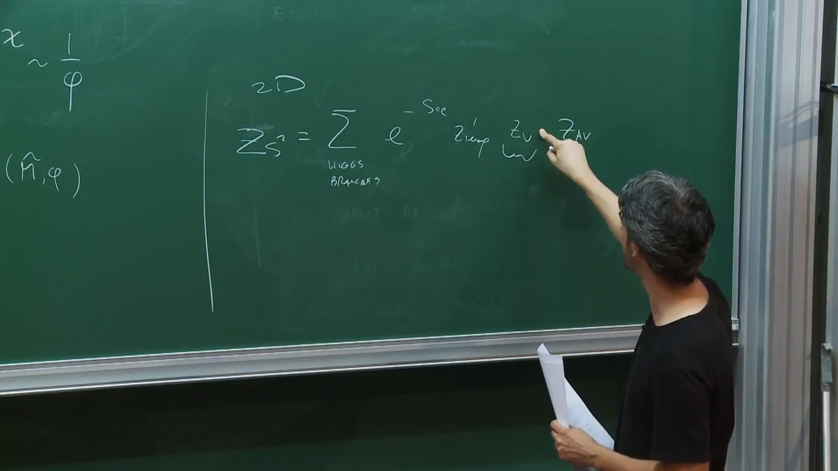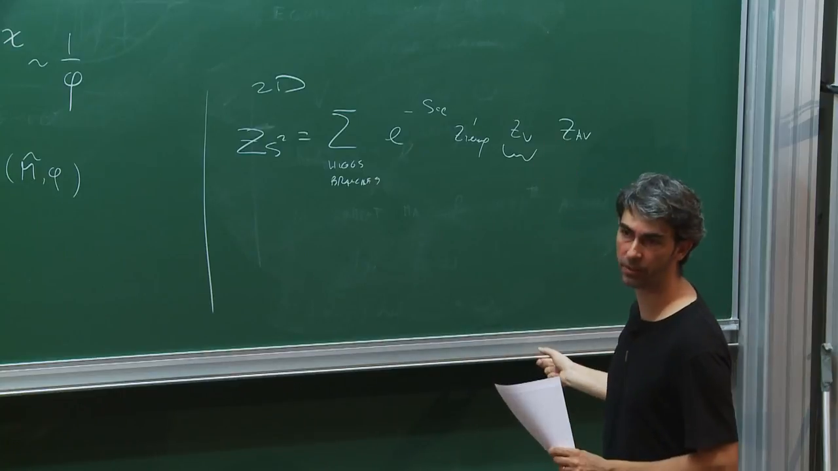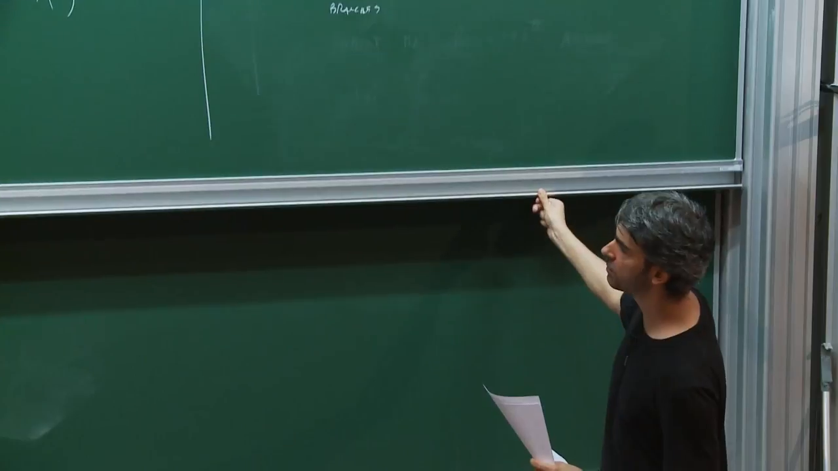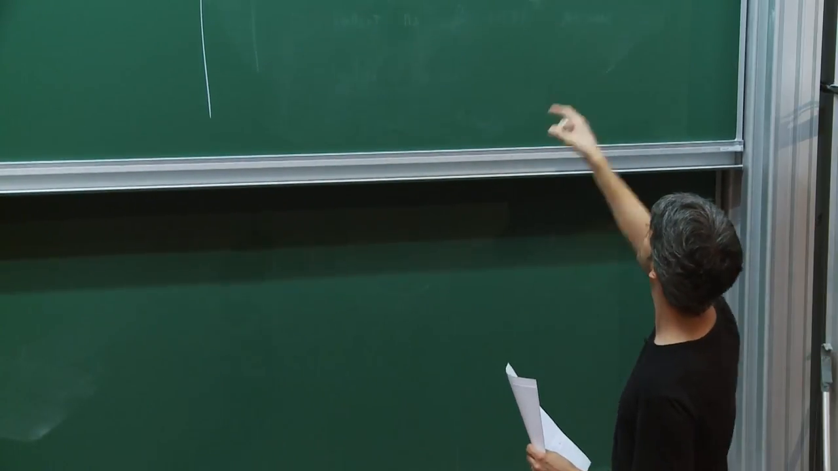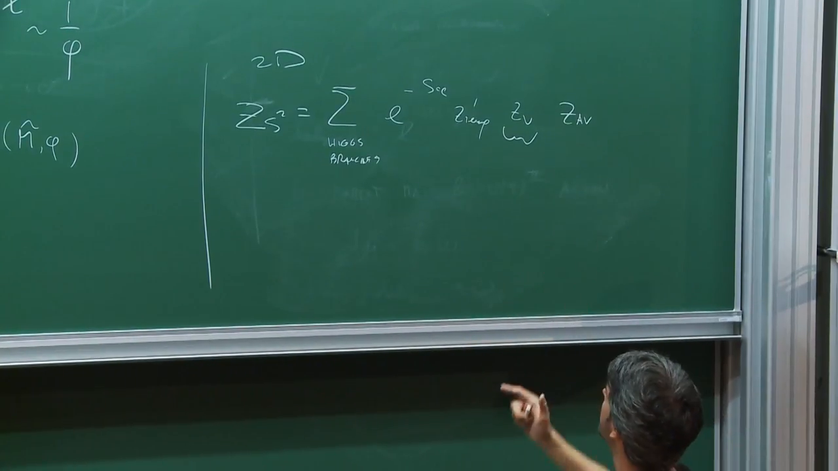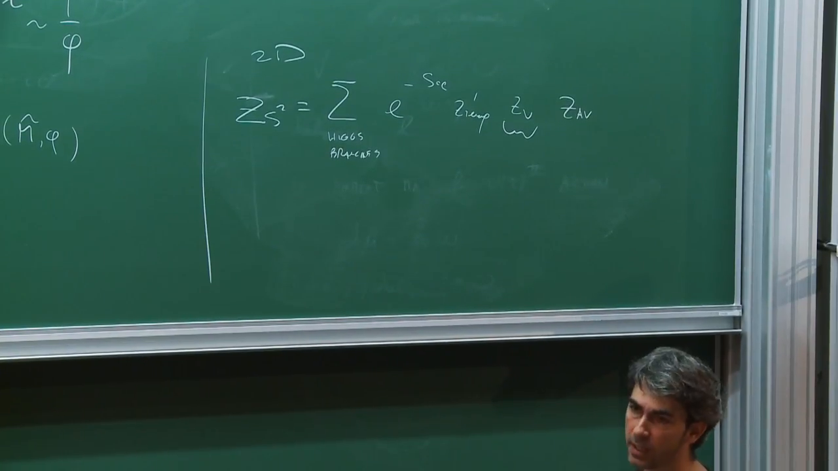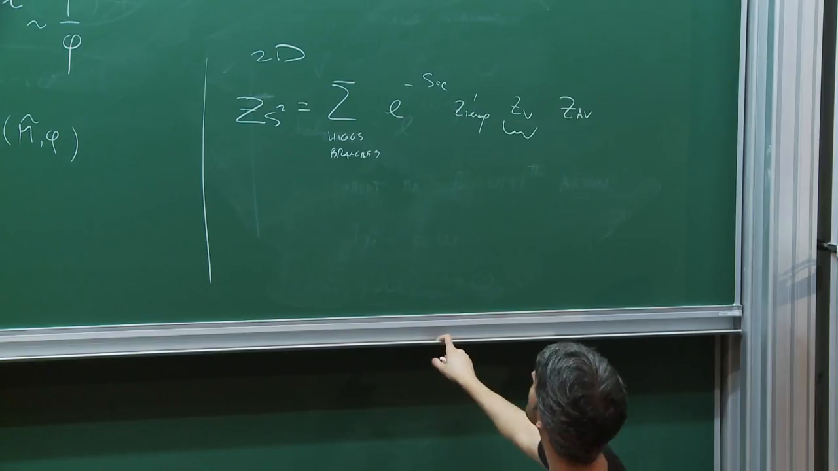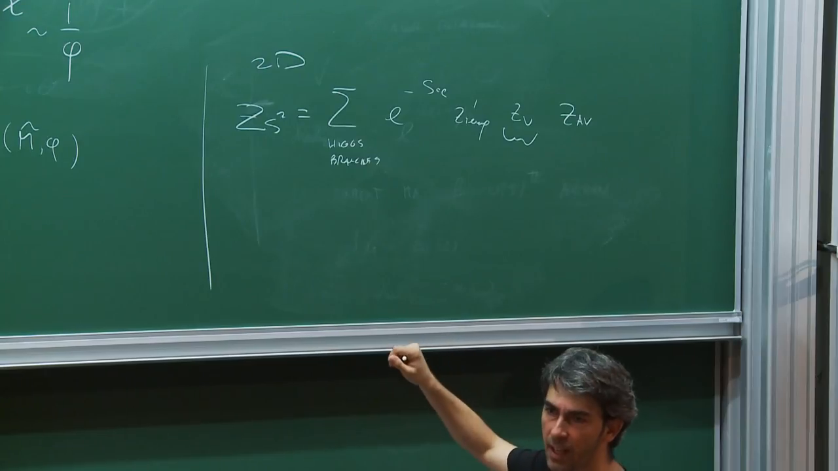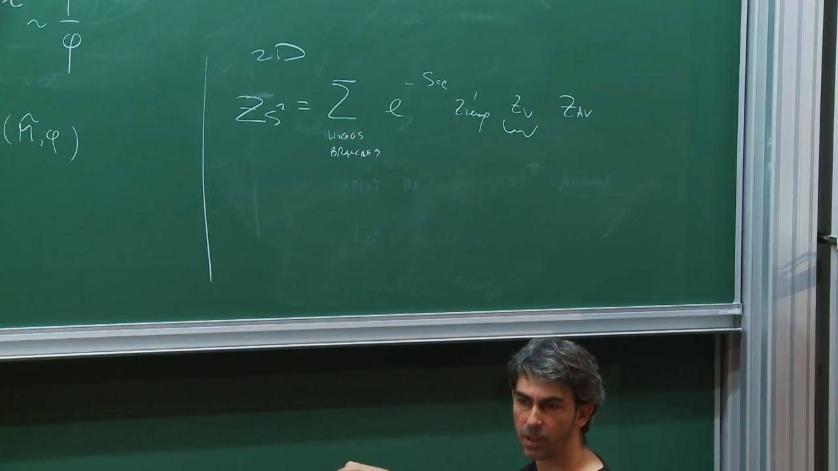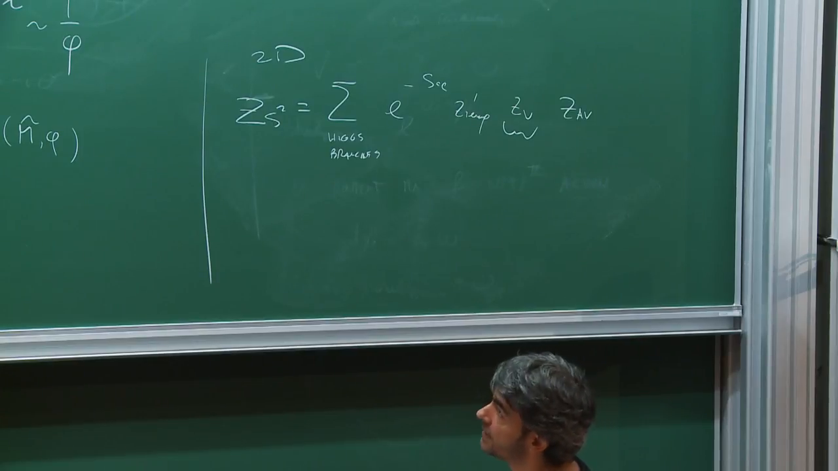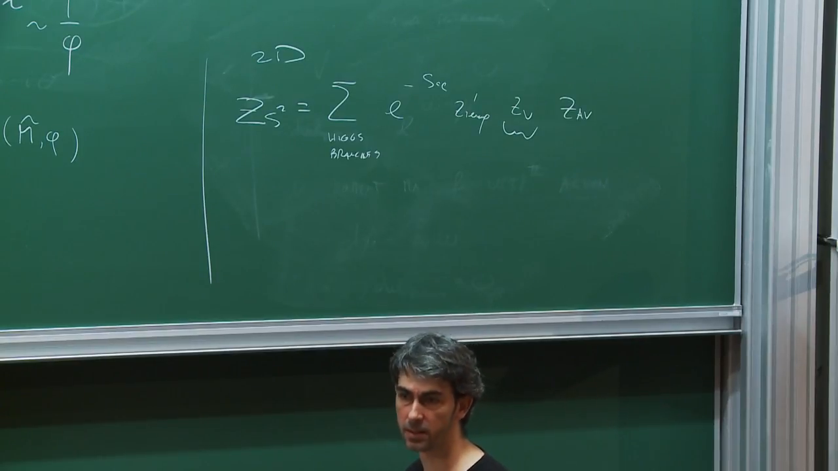In fact, the Z vortex is the equivariant volume of the vortex moduli space. This equivariant volume depends on the equivariant parameters, so it depends on epsilon and this M. It does not depend on chi. In the vortex equation you have a chi, but that moduli space, at least its equivariant volume, does not depend on it.